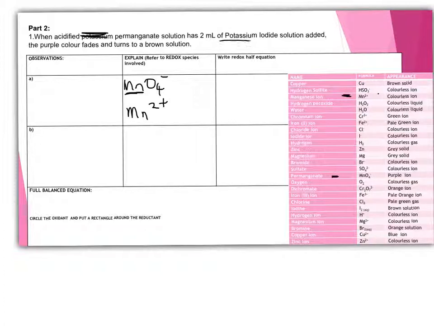It's added to potassium iodide. What are we ignoring? Potassium. So we look for iodide on our list. Here it is, I minus. What could it possibly turn into? The only thing with iodine on the list is I2. So that's what our second equation is going to have.